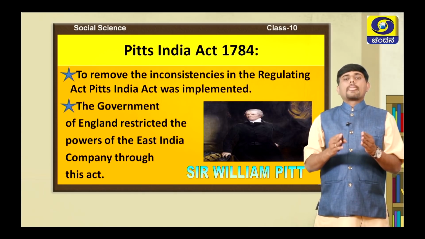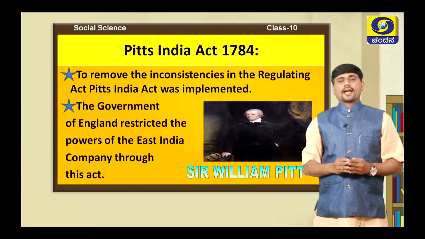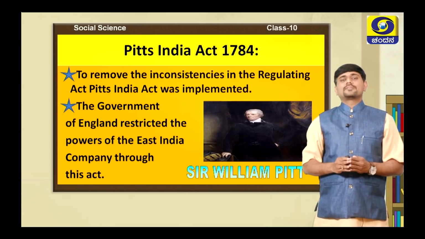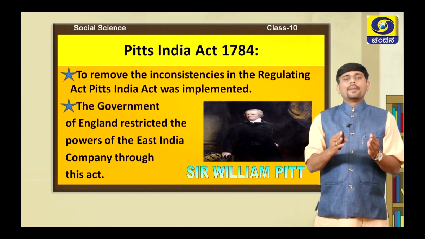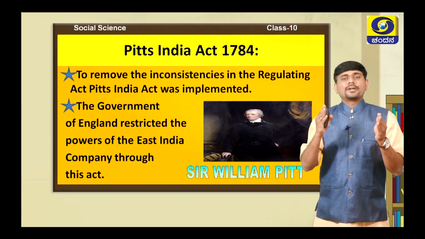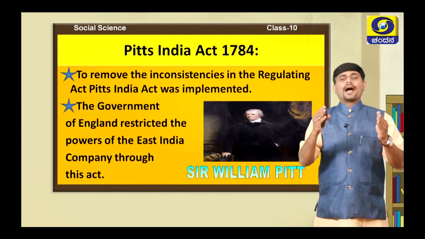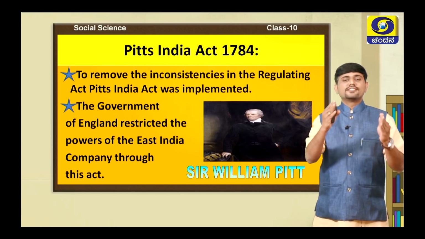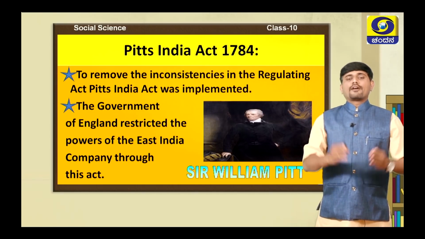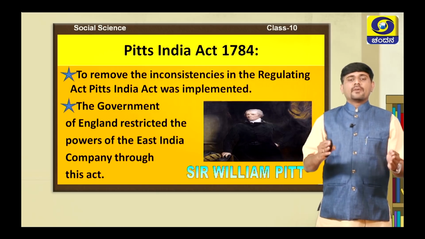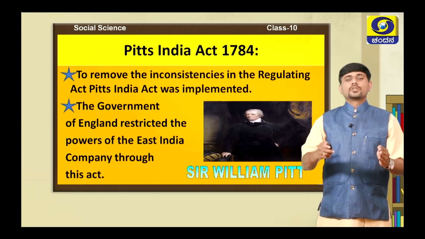There were some mistakes in the Regulating Act. To remove the inconsistencies of the Regulating Act and to make certain changes to the British East India Company administration in India, the Pitt's India Act was brought into force in the year 1784. The government of England restricted the powers of the East India Company through this act.